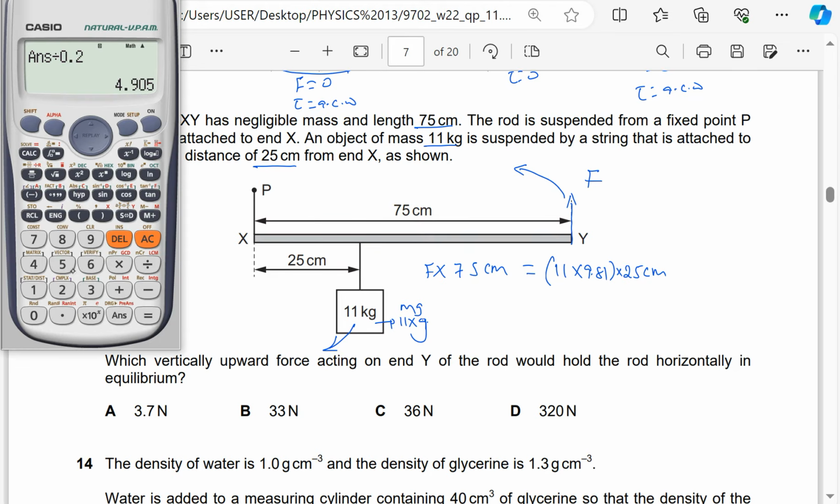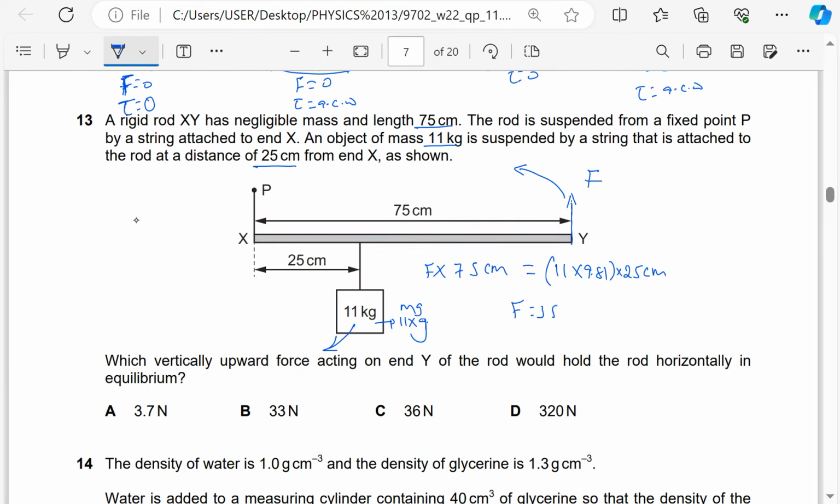So I'll check my calculator. 11 times 9.81 times 25 divided by 75. This is giving me 35.97. F is 35.97 newtons, which is approximately 36.